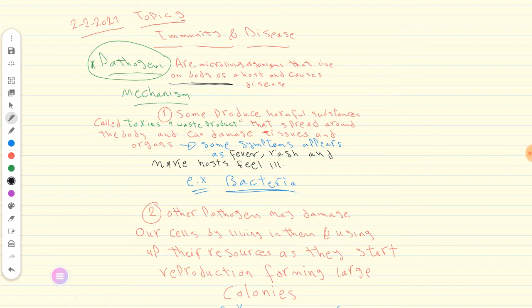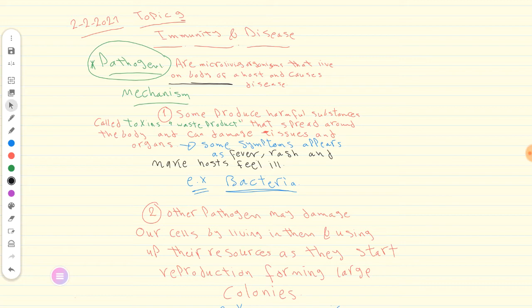around the body, and as a result of the spreading of these toxins around the host's body, they can damage tissues and organs, and some symptoms appear like fever and rash, and this makes the host feel ill, like bacteria. Bacteria produce harmful substances.